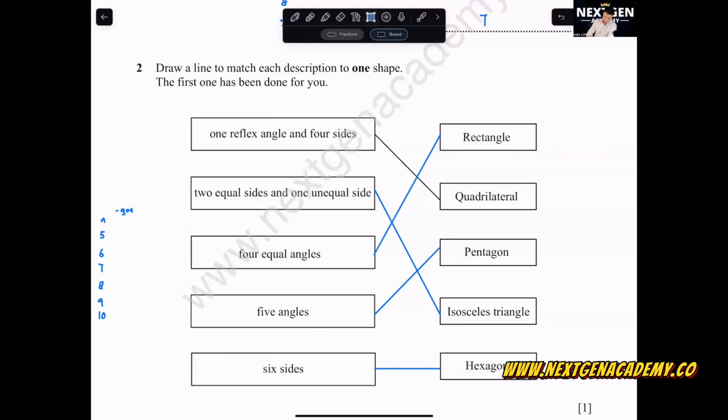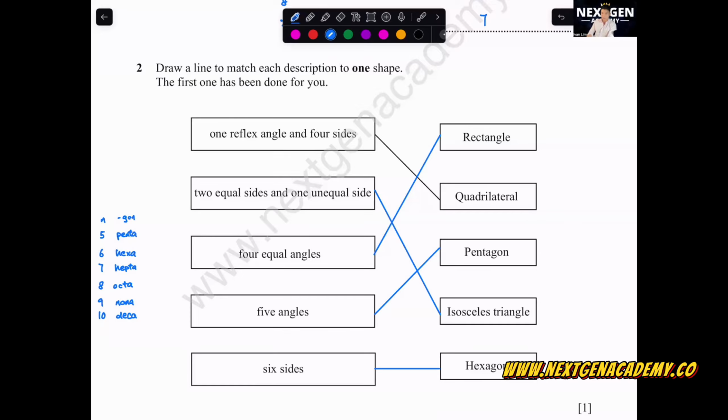So for 5, it is pentagon, hexagon. 7, heptagon, octagon, nonagon, and then decagon. You don't need to memorize after 10. You just need to memorize until 10.